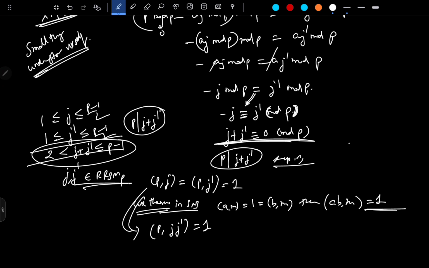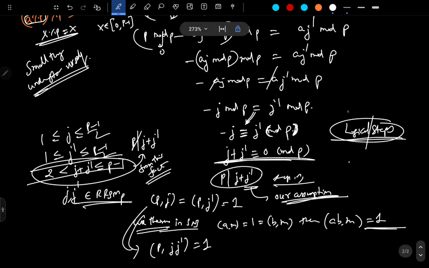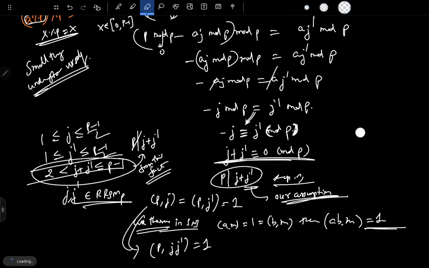No, just like this here also, P doesn't divide, from this fact, and this is from our assumption, by applying logical steps. So what do you mean by logical steps? Logical steps means steps which have a logical outcome. In simple terms, logical means just by thinking about it you are able to write it down, and you finally conclude those things.